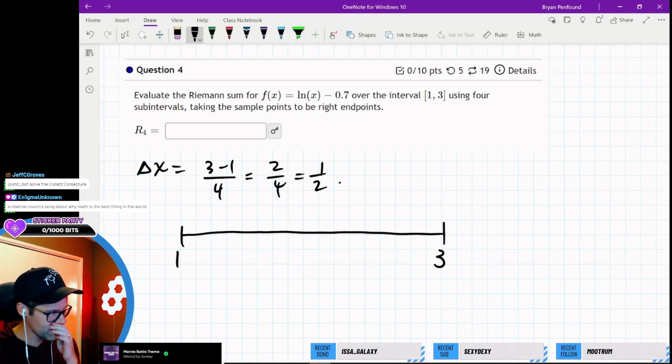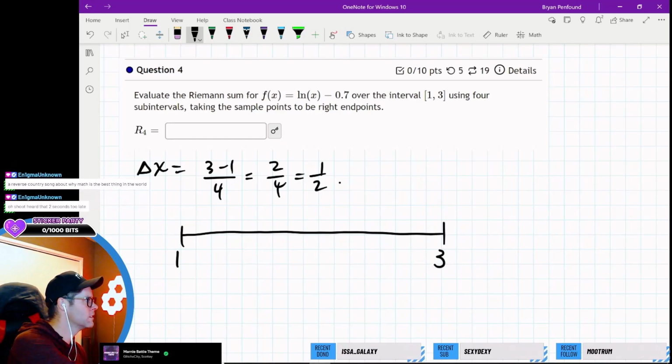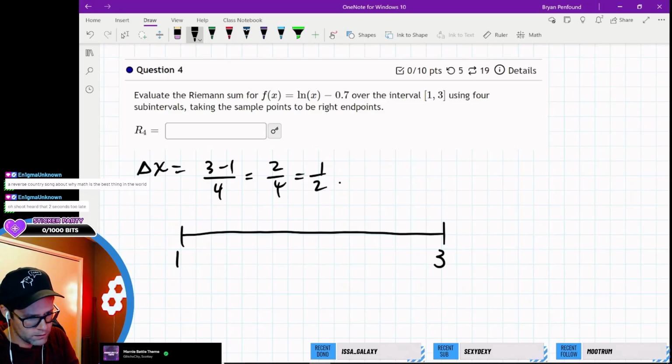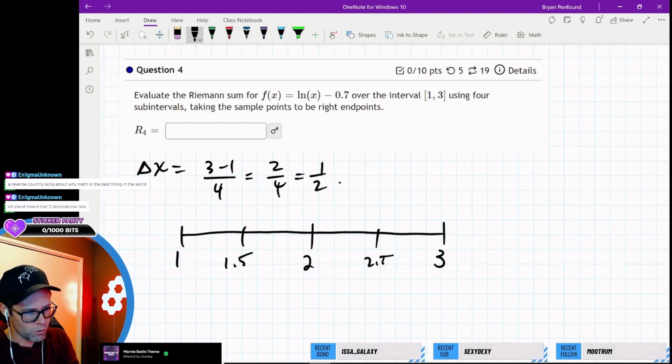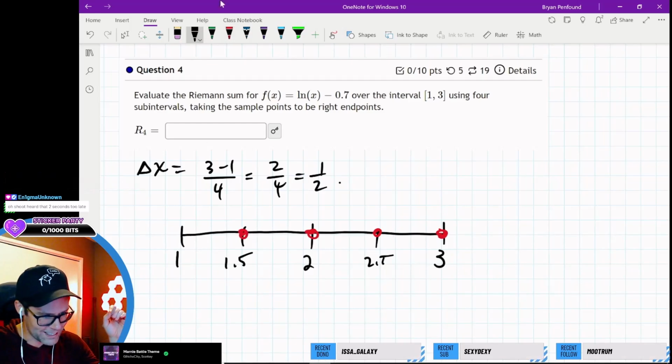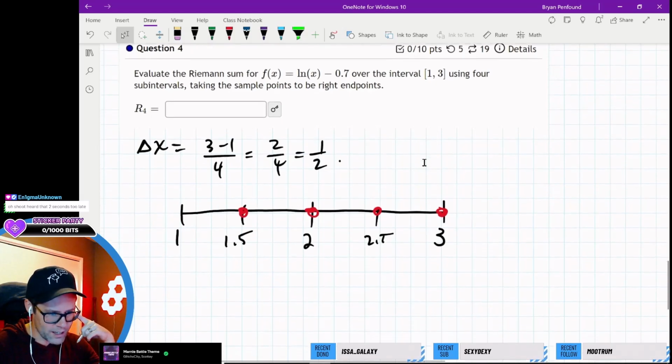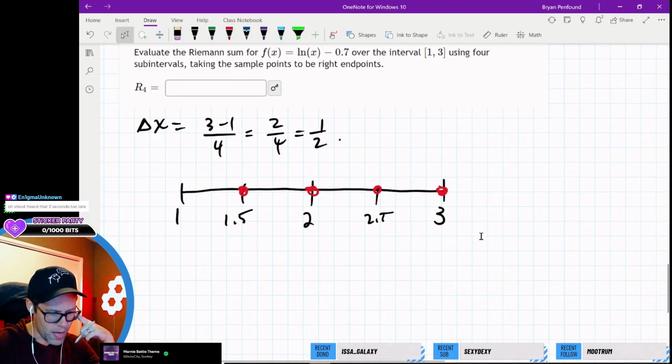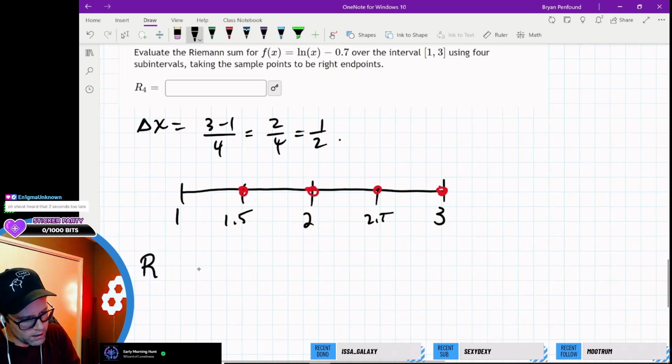Okay, 1 to 3. We're using a half. So only 4, which is good. So that's 2, that's 1.5, here's 2.5. And we're using right endpoints with 4 dots. 1, 2, 3, and 4. All right, we are connected to Suno. Excellent. And our function is ln x minus 0.7. Okay, so right endpoints are going to be 0.5.